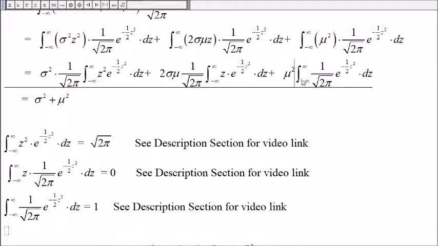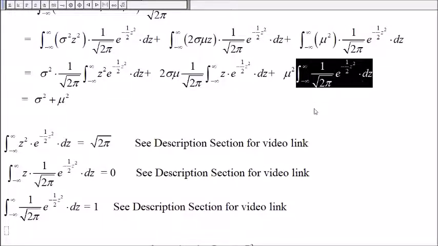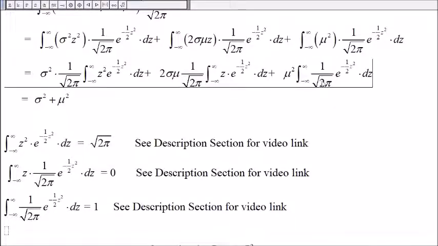And then this integral right here is the normal probability density function, with mean of 0 and sigma of 1. And so we have shown that this integral is equal to 1. See the description section for the video link.